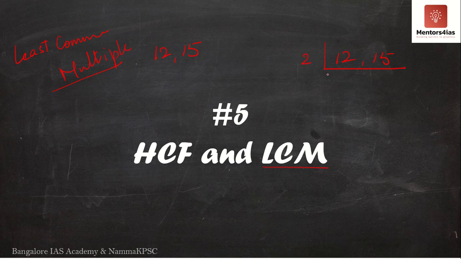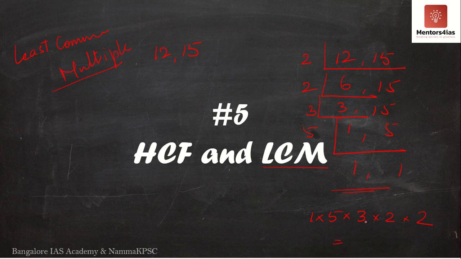So I'll start with 2. What do I get? I get 6, 15, again 2, I get 3 and 15. Next I'll take 3, 1, this is 5, and finally 5, 1 and 1. So we continue until we get 1. Then what is the LCM? LCM is nothing but 1 into 5 into 3 into 2 into 2. So what is the LCM?